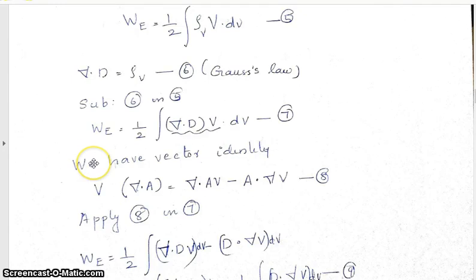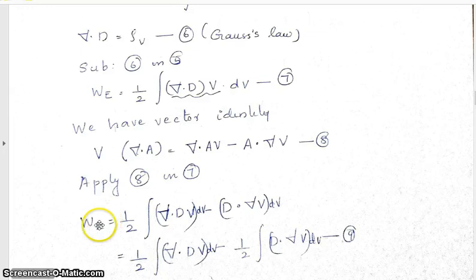So next we have the vector identity: V into del dot A is equal to del dot AV minus A dot del V. This vector identity you have to learn by heart. Now I am going to apply this identity in equation 7. Here in place of A I have D, and in place of V I have V.